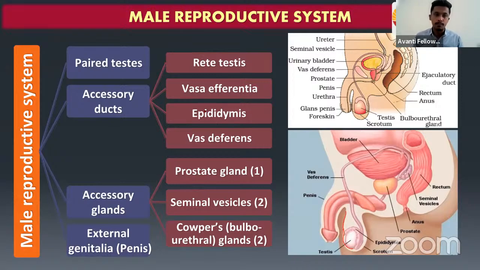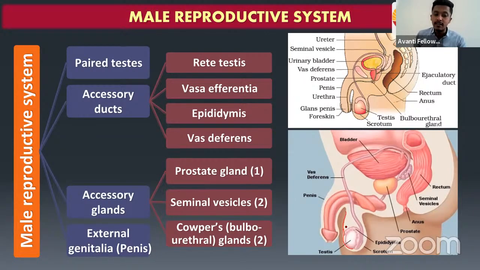So let's go. The male reproductive system consists of a pair of testes, and the pair of testes is present in a sac-like structure called the scrotum. By birth, the testis has already descended from the abdomen region into the scrotum. This descending is very important.